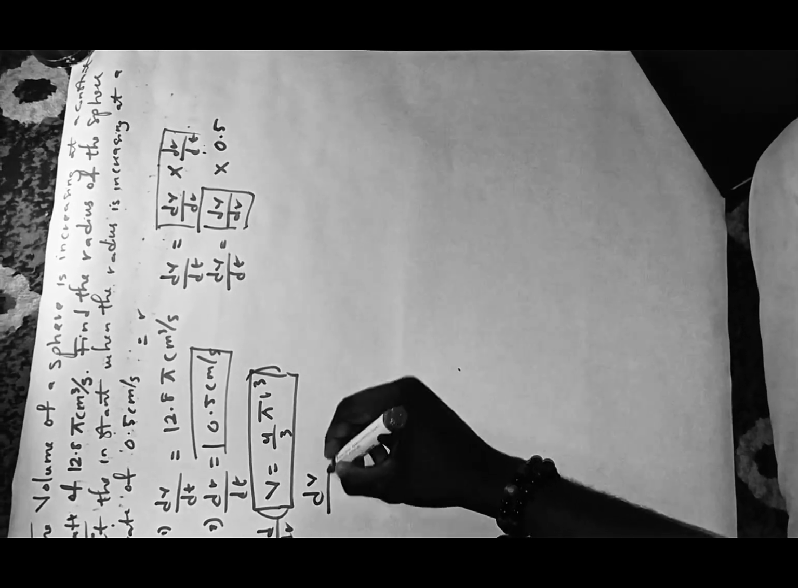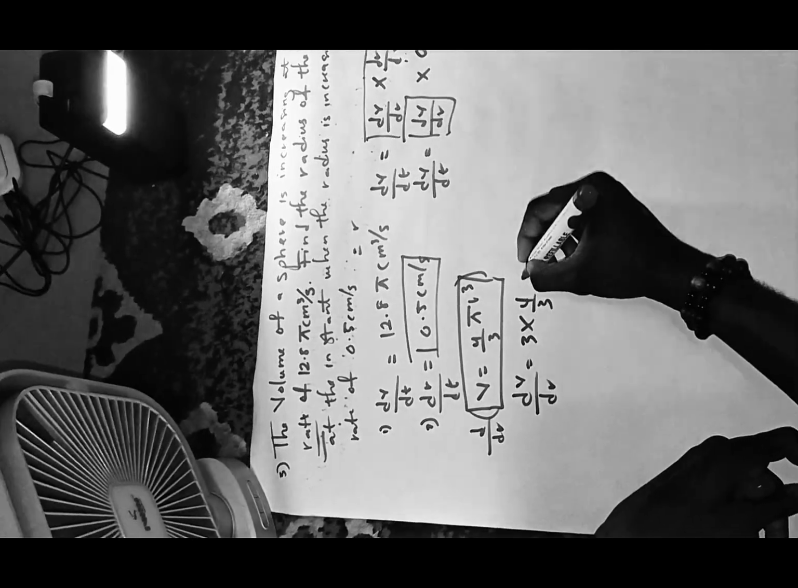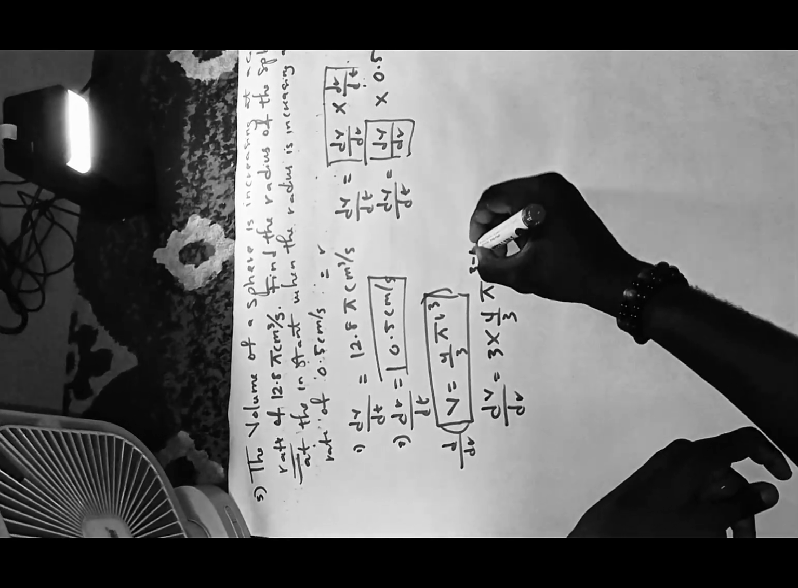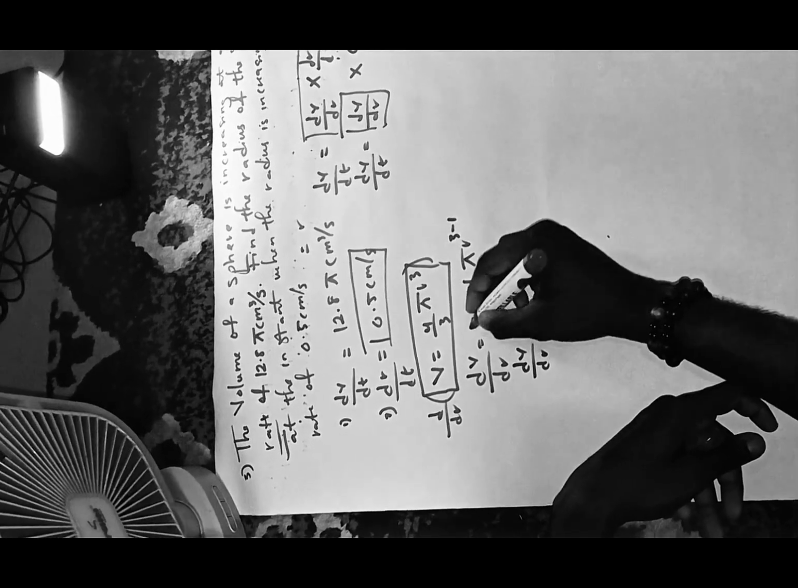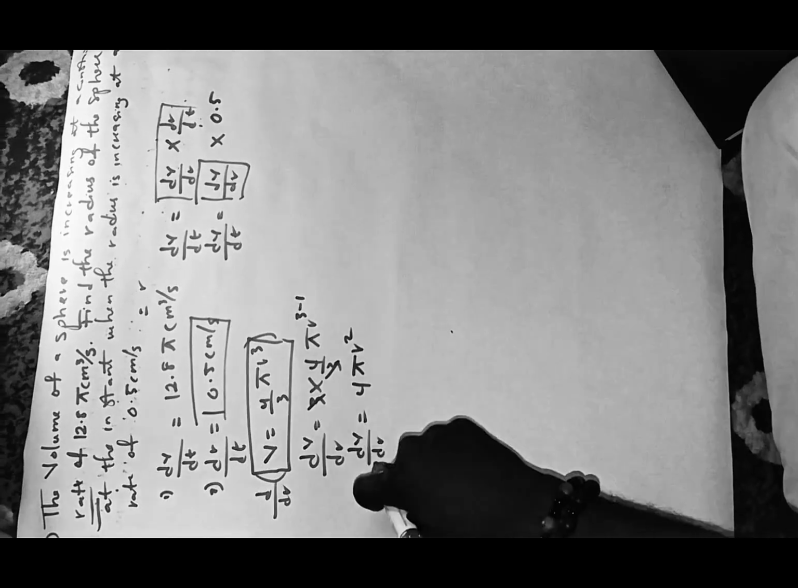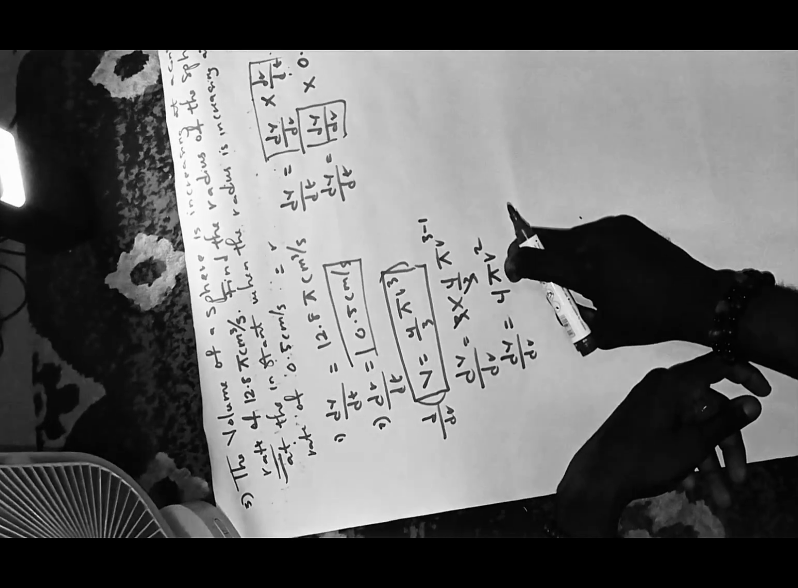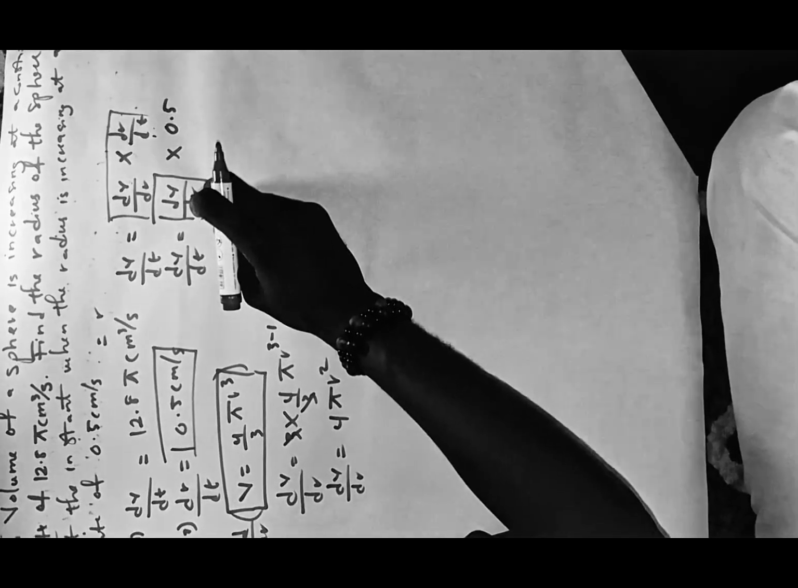If we differentiate volume with respect to r, our dv by dr is going to equal 3 times 4 over 3 pi r raised to 3 minus 1. And that's just going to be, the 3 cancels 3, we have 4 pi r squared. So our dv by dr is 4 pi r squared. So we can now plug this into this value.